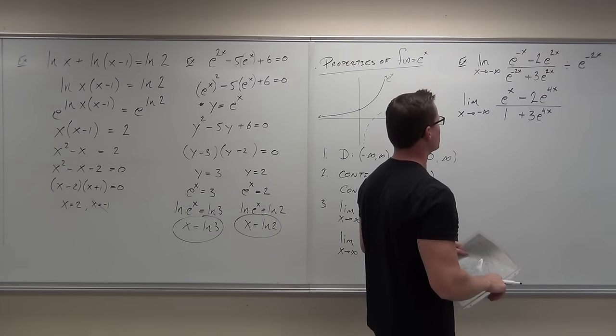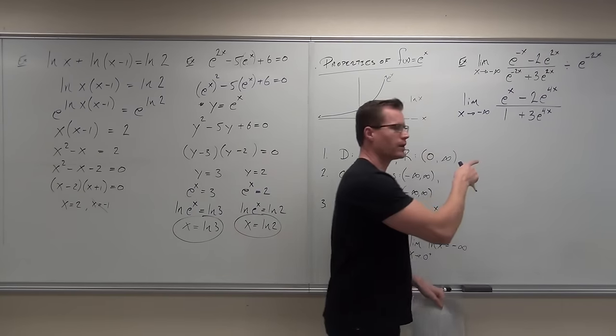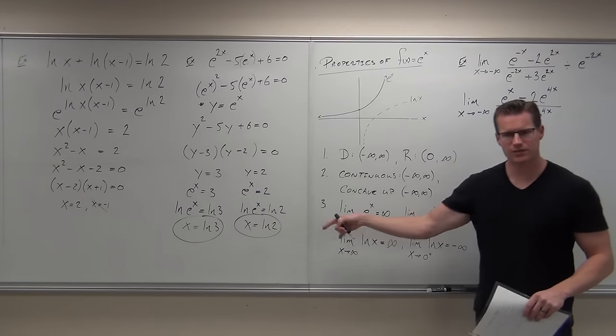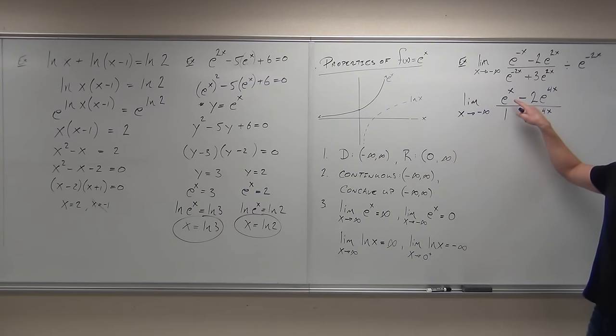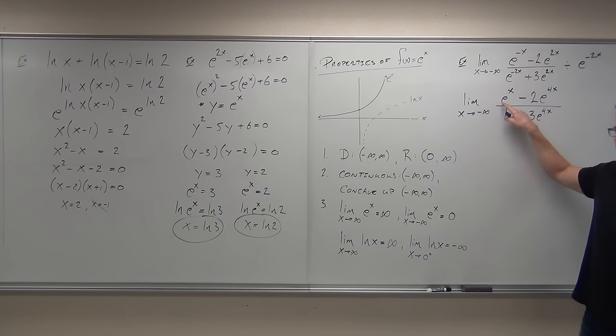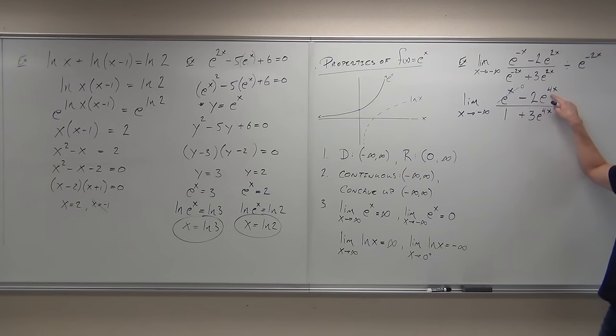Let's see what happens here. You know what? We actually have some properties for that. We have some limits. We should know what that means. Let's think about this for a second. What happens when I go e to the negative infinity? What is that? What's the limit as x approaches negative infinity of e to the x? It should be right down there. How much is that? So this thing is 0.